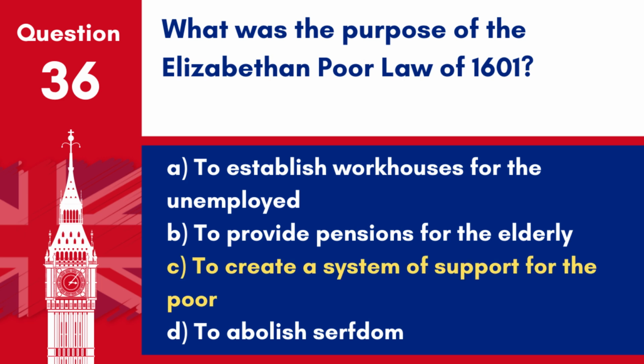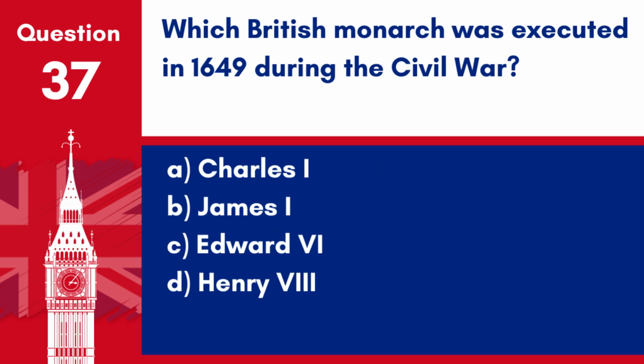Answer C. To create a system of support for the poor. The Elizabethan Poor Law of 1601 was designed to create a system of support for the poor. Question 37. Which British monarch was executed in 1649 during the Civil War? A. Charles I. B. James I. C. Edward VI. D. Henry VIII.